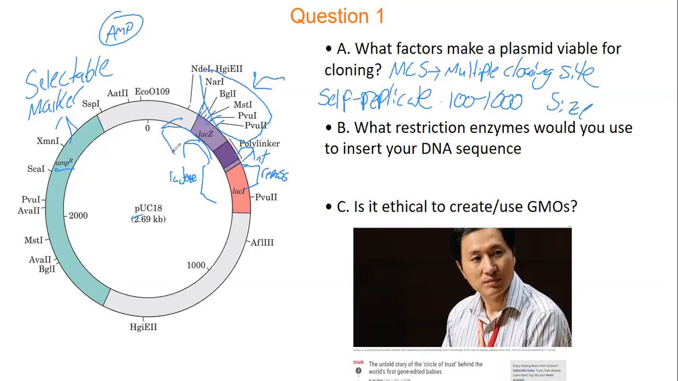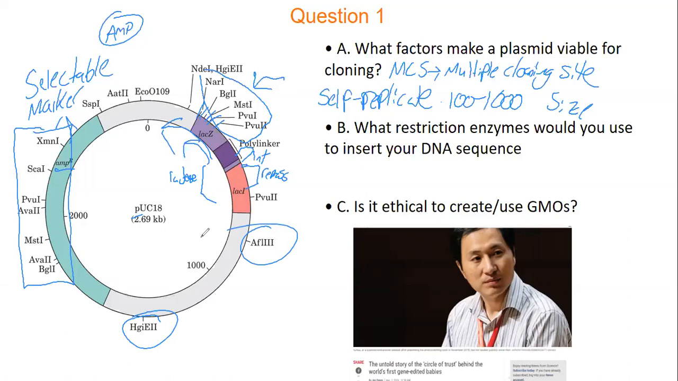So what restriction enzymes would you use? Basically anything in the MCS. What you definitely don't want to do is put your protein of interest over here in the ampicillin resistance, because then you're going to ruin ampicillin resistance and all the bacteria will die. You don't want to put it where the other genes are either, because you want it to be turned on when you add lactose. So you want it in the lac operon.